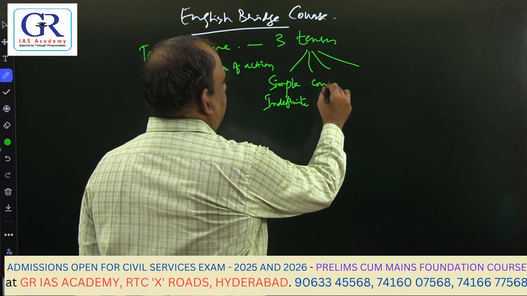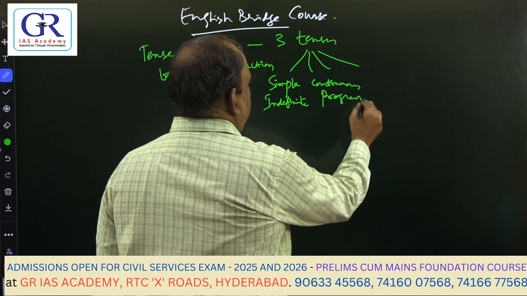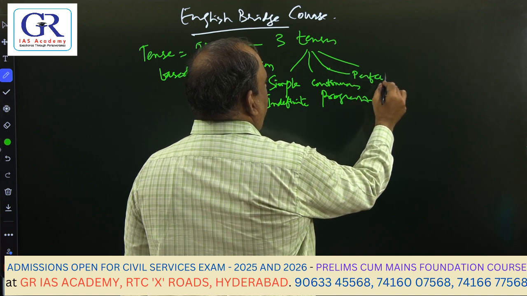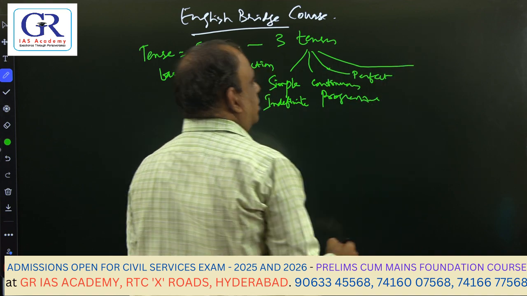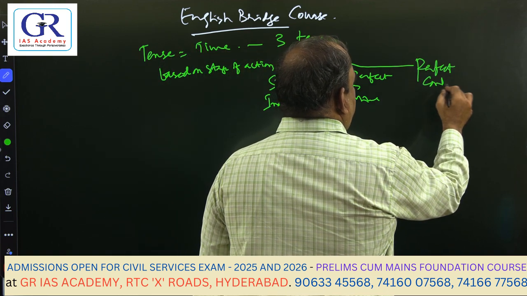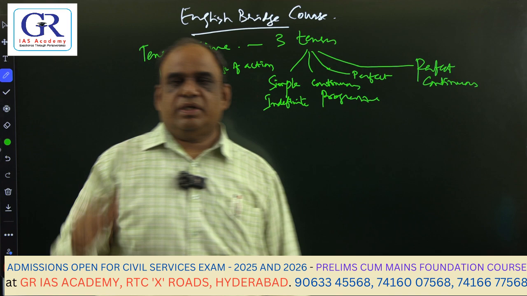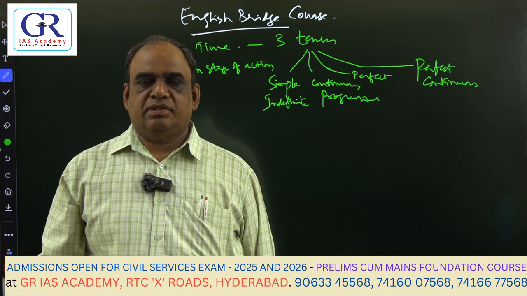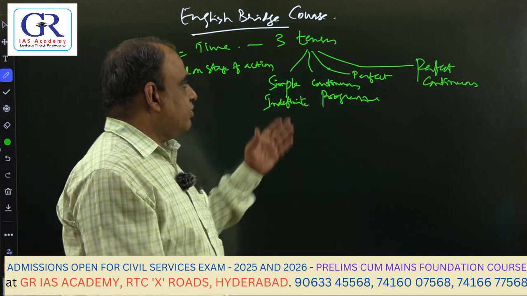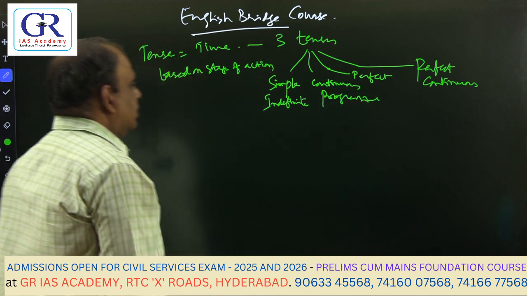Second is continuous, also known as progressive. And then third is known as perfect, where the work is completed. Fourth one is known as perfect continuous, where the work is progressing but it also has some perfection, means long back it started, it has completed certain stages and still it is continuing, then we say that it is perfect continuous. So totally there are four stages of a work. Based on these four stages, again the tenses are divided into each one of them.